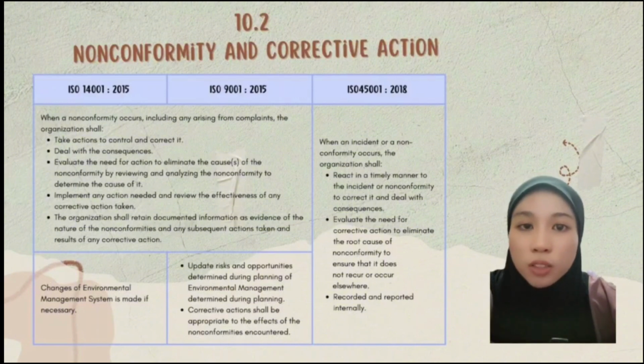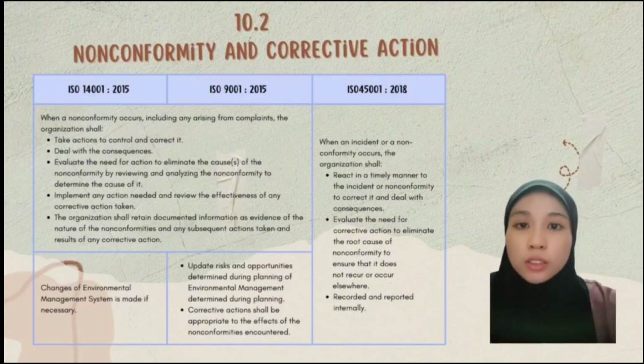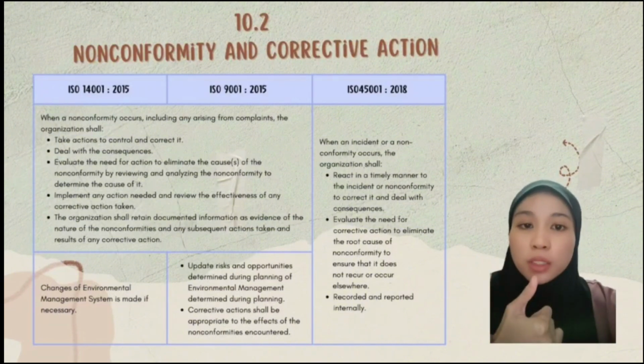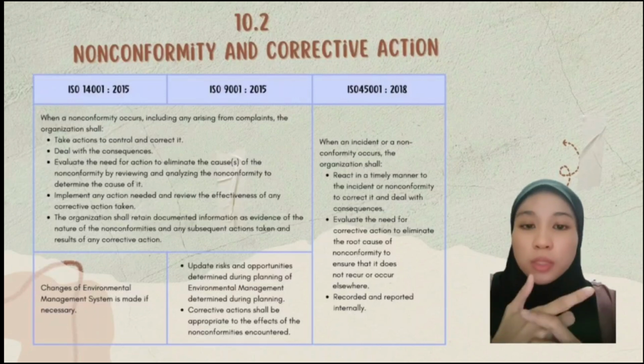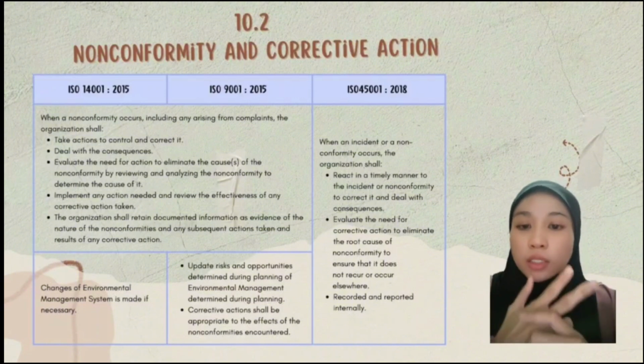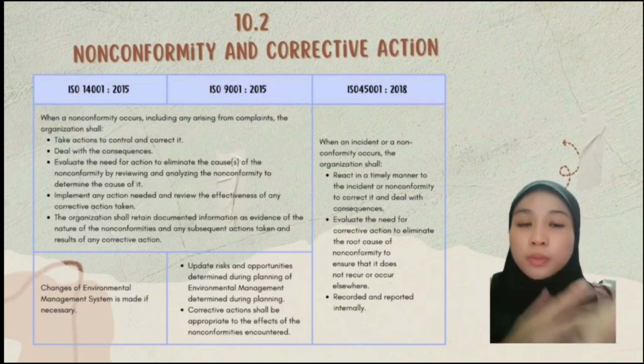Second is the difference between two of them. For ISO 14001, changes to the environmental management system are made if necessary, while for ISO 9001, corrective action should be appropriate to the effects of the non-conformities encountered. ISO 45001 Incident, Non-conformity and Corrective Action. When an incident or a non-conformity occurs, the organization should first react in a timely manner to the incident or non-conformity to correct it, and deal with the consequences. Second, eliminate the root cause of the non-conformity to ensure that it does not recur or occur elsewhere. And third, record it and report internally.